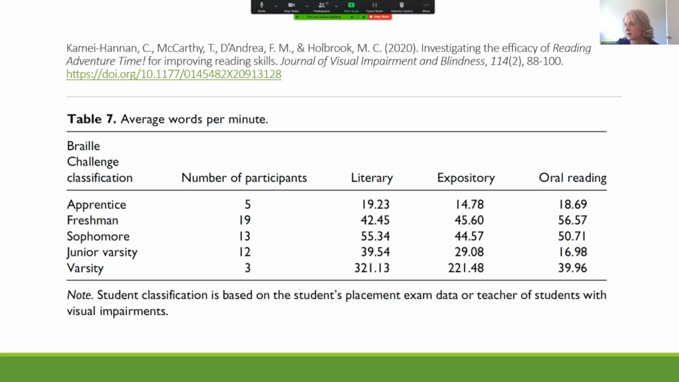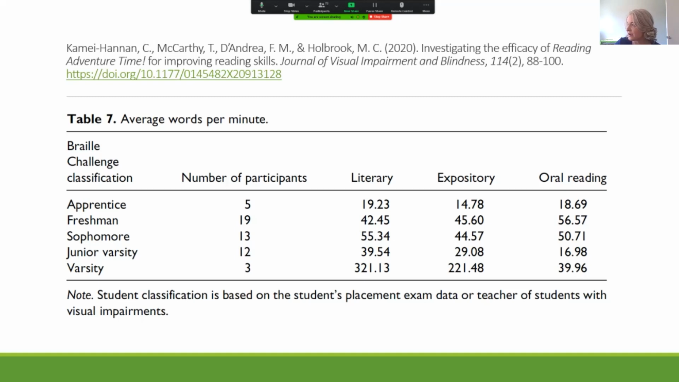So our apprentice level students, which are our youngest students, we have information from this study about how they were reading literary texts, expository texts, so fiction texts, nonfiction informational texts, and then how fast they were reading when they were reading orally. So we're seeing that our youngest students are averaging about 19 words per minute on literary, about 14 words per minute on expository, we can round that up to 15 words per minute, and oral reading is about 19 words per minute.